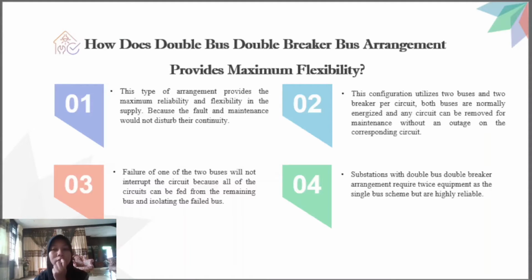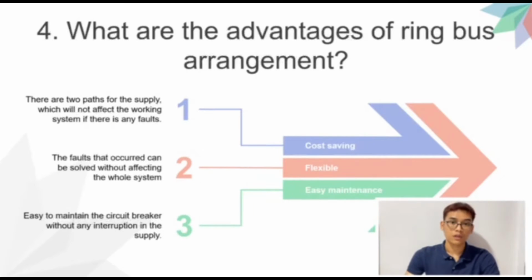Second, this configuration utilizes two buses and two breakers per circuit. Both buses are normally energized and any circuit can be removed for maintenance without an outage of the corresponding circuit. Third, the failure of one of the two buses will not interrupt the circuit because all of the circuits can be fed from the remaining bus, isolating the failed bus. And last, the substation with double bus double breaker arrangement requires twice the equipment of the single bus scheme but is highly reliable.